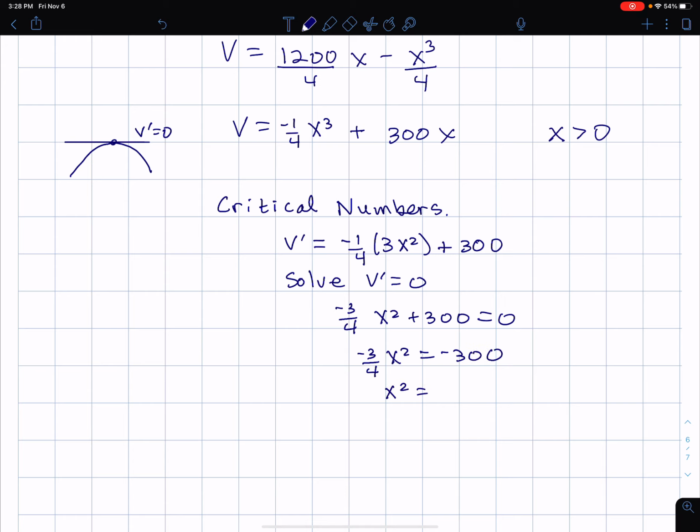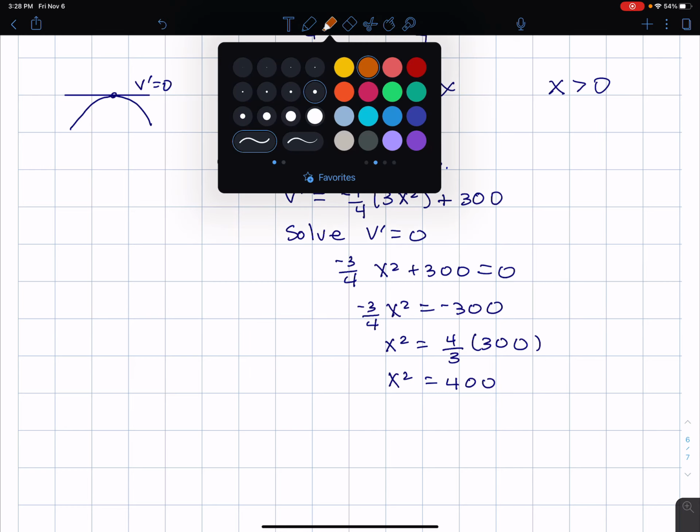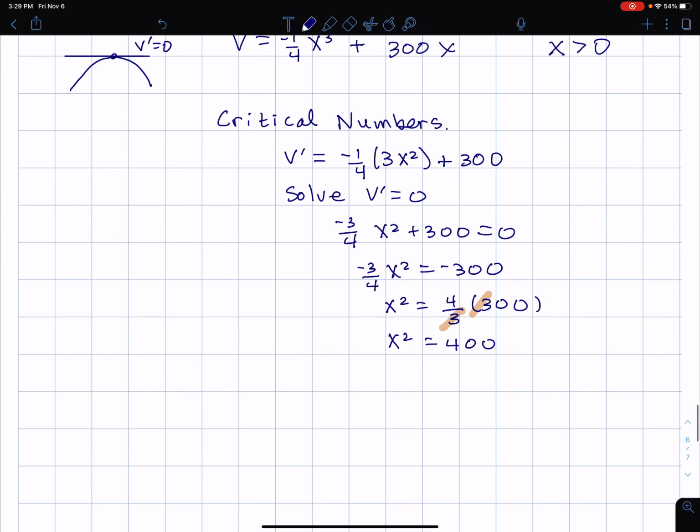Okay, x squared will be, the two negatives cancel out on both sides, 4/3 times 300, so I multiply both sides by the reciprocal. So x squared equals 400. I see I have a perfect square, so because we're living in the world of homework problems that come out to nice, easy numbers, I think I'm on the right track. In real life situations, I wouldn't think I'd get that, but anyway.